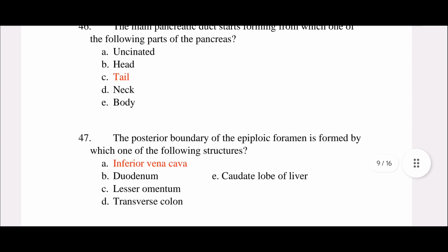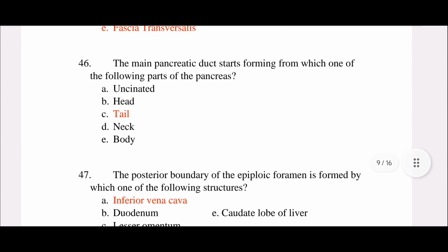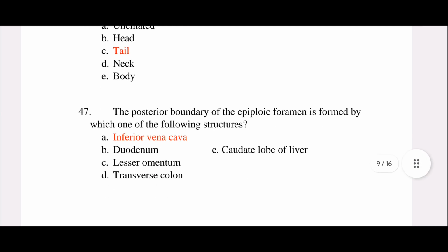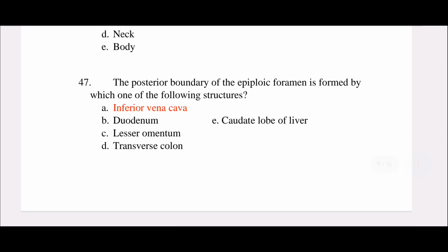Fascia transversalis, option E. The main pancreatic duct starts forming from which one of the following parts of the pancreas? Option C, tail. The posterior boundary of the epiploic foramen is formed by which one of the following structures? Inferior vena cava, option A.